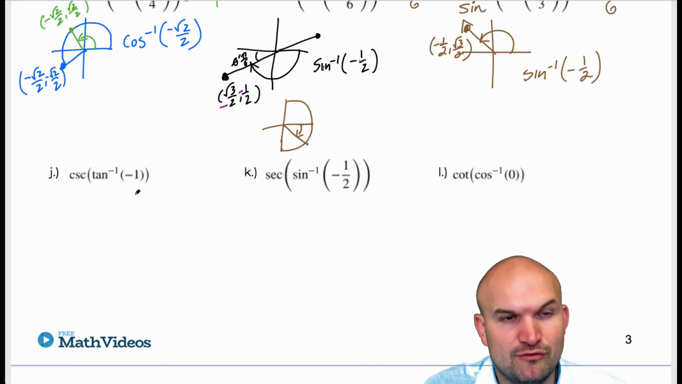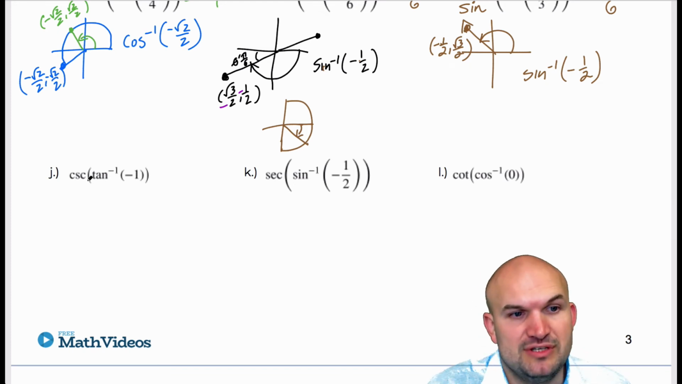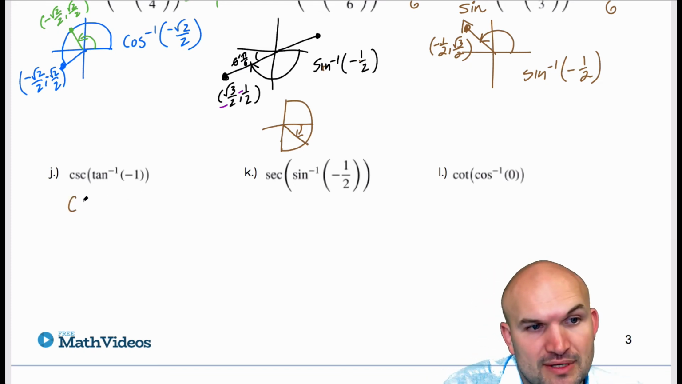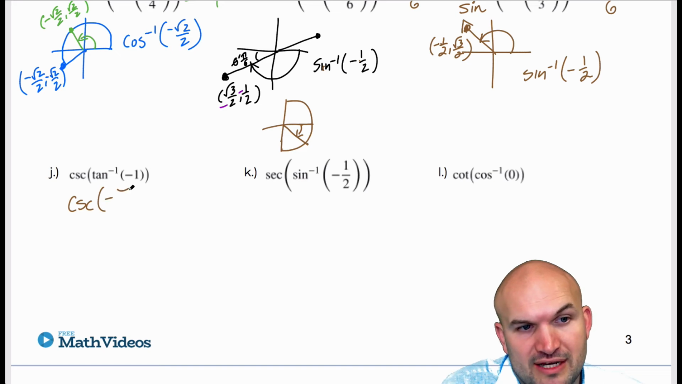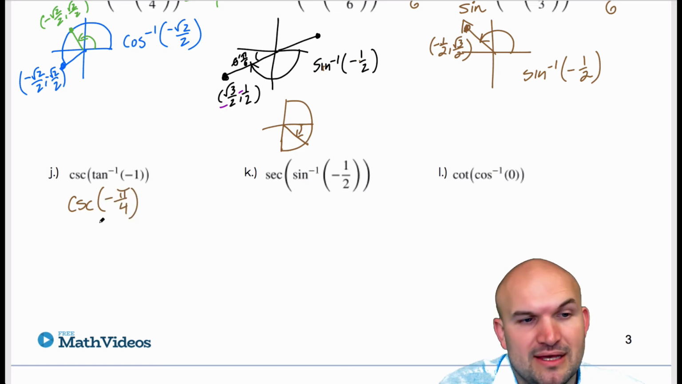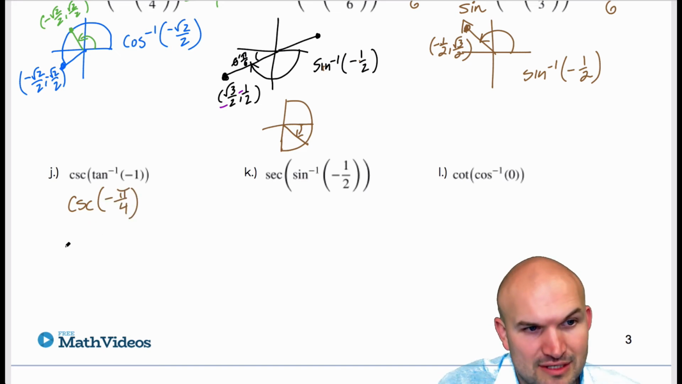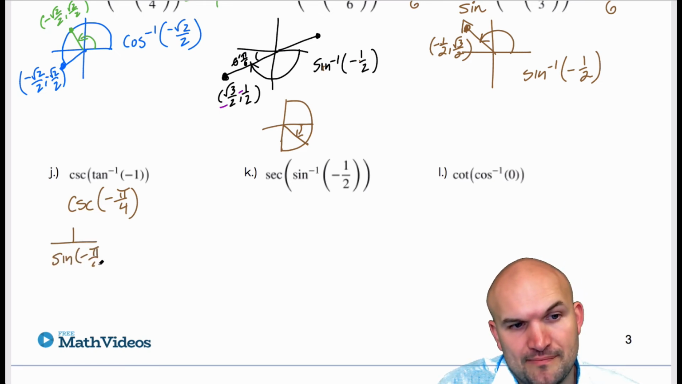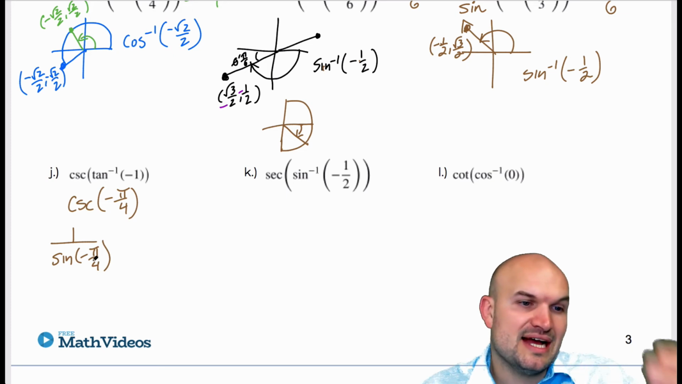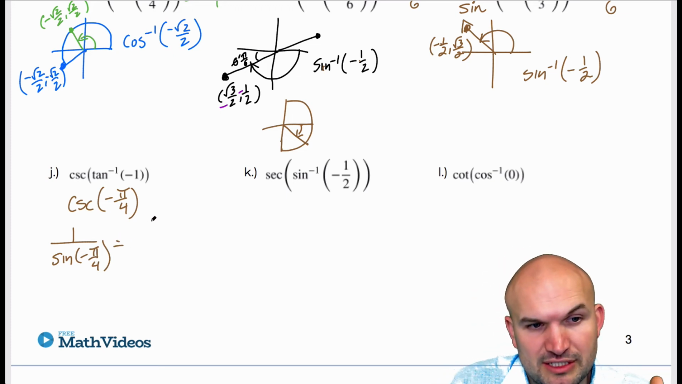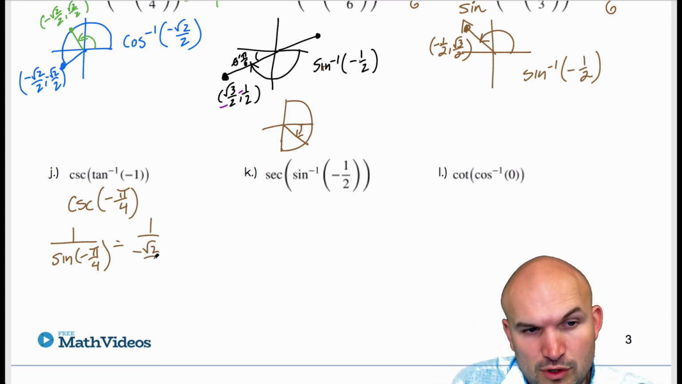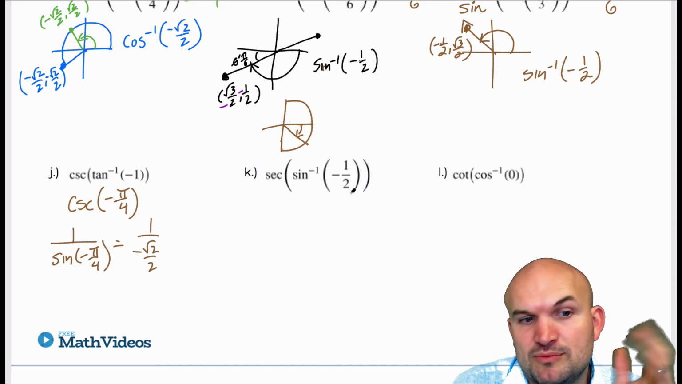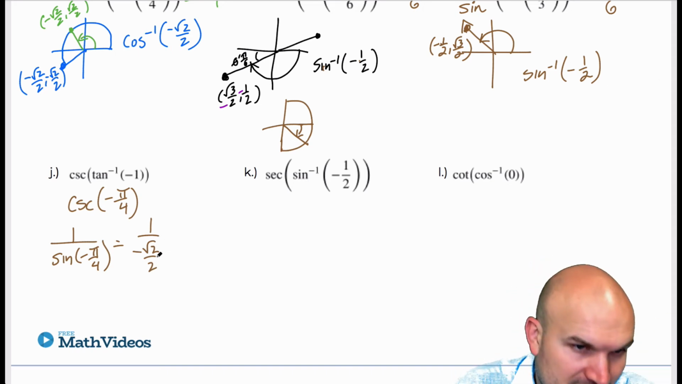Tan inverse of negative 1, when is tangent negative? That's going to equal a negative pi over 4. So I have the cosecant of negative pi over 4. And again, you can kind of think of that as 1 over the sine of negative pi over 4. So the sine of negative pi over 4 is basically going to be negative square root of 2 over 2, so we have 1 over that.